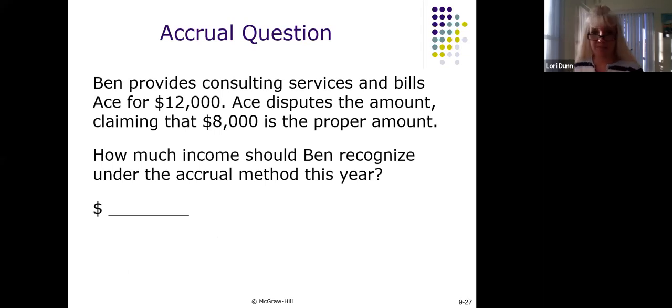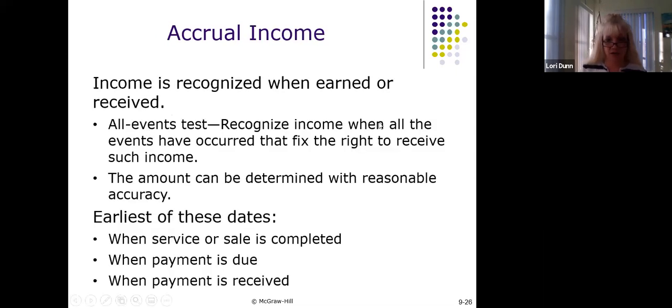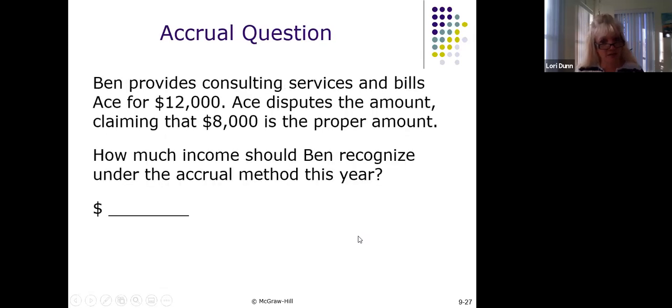So take a look here. Ben provides consulting services and bills ACE for $12,000. ACE disputes the amount, claiming that $8,000 is the proper amount. How much income should Ben recognize under the accrual method? Well, let's go back one. It says, recognize income when all the events have occurred that fix the right to receive it. Well, Ben performed the service. He obviously did all the things he needed to do. Report the amount that can be determined with reasonable accuracy.